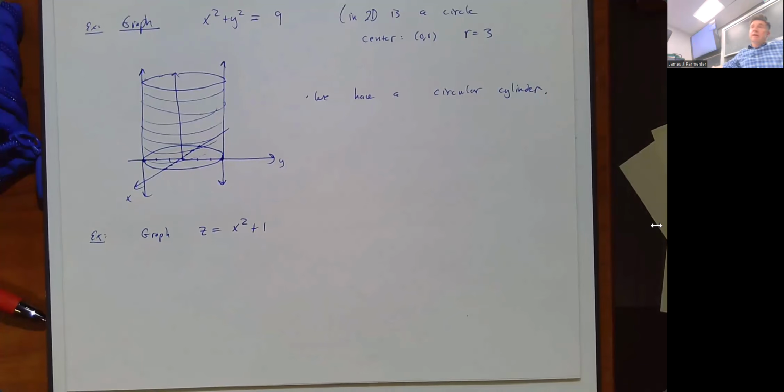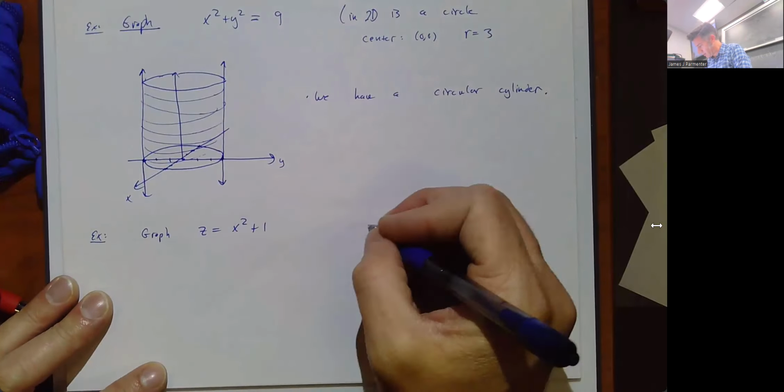All right, what variable is missing? Y. So we're gonna have to graph this. Now it's a parabola. We're gonna have to graph that parabola and then extend it in the y direction. It's gonna look like you took a parabola and extended it in the y direction. It's gonna look like a sheet of paper that's a parabola. That's a much better visualization than I'm going to be able to draw, but I'm still gonna draw it.